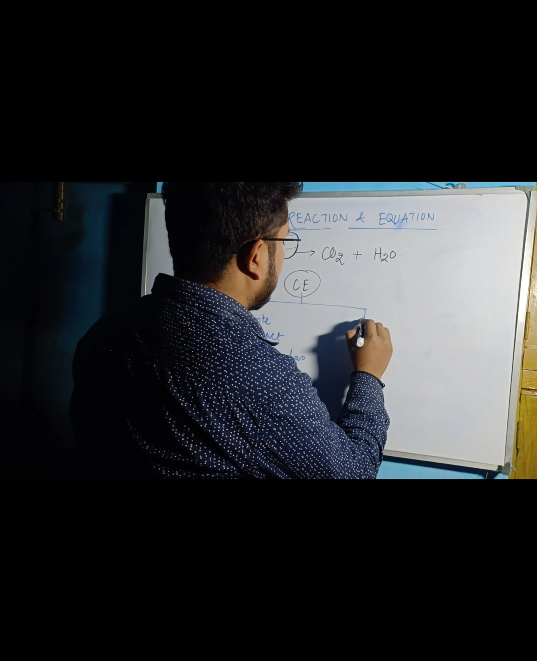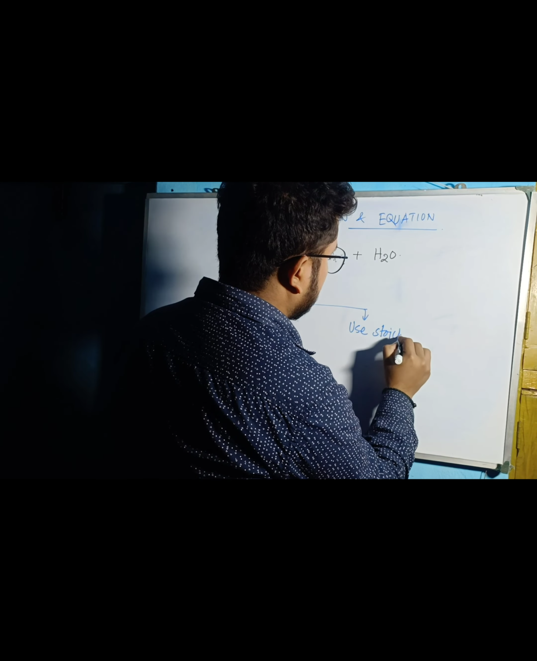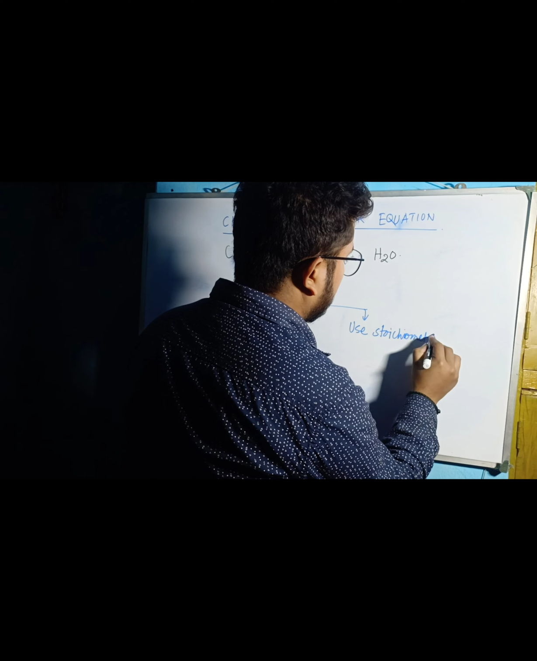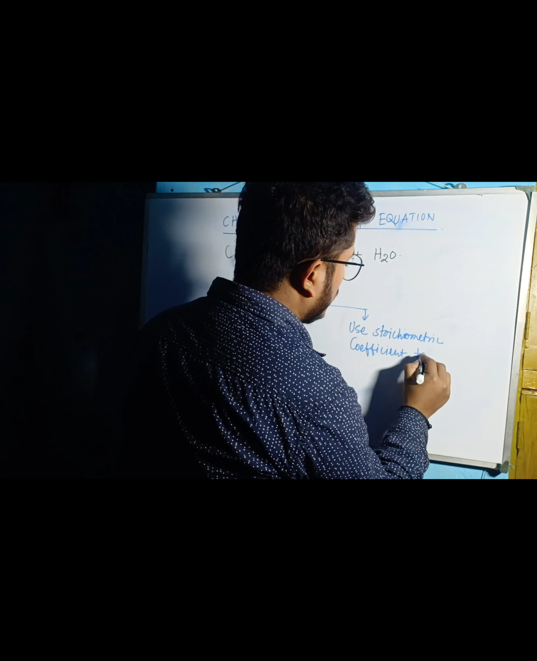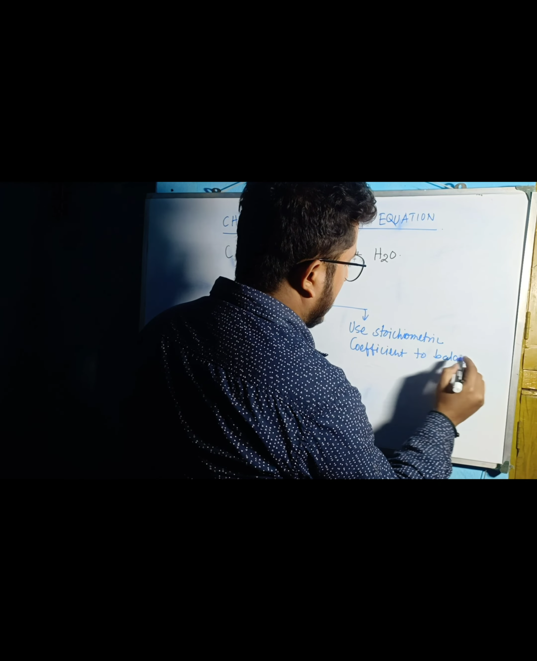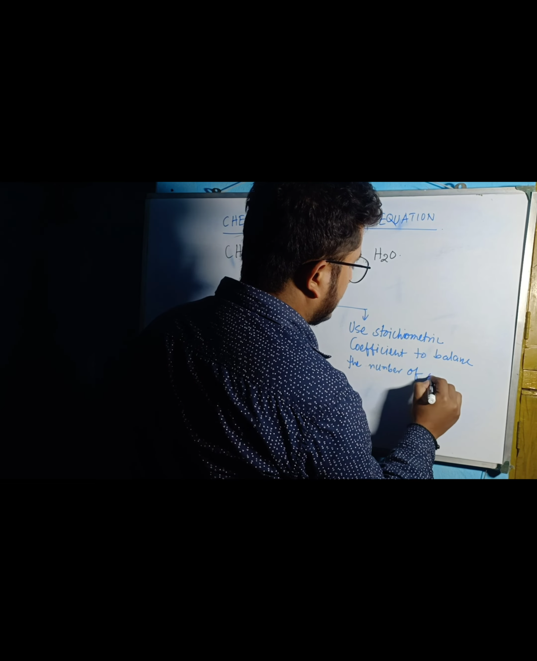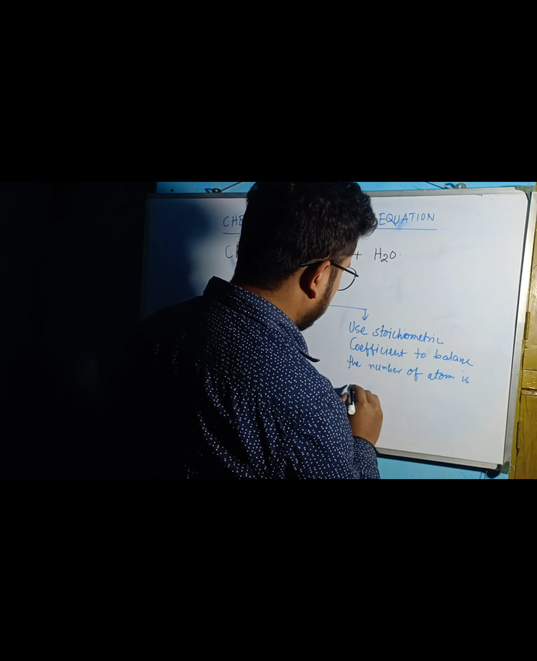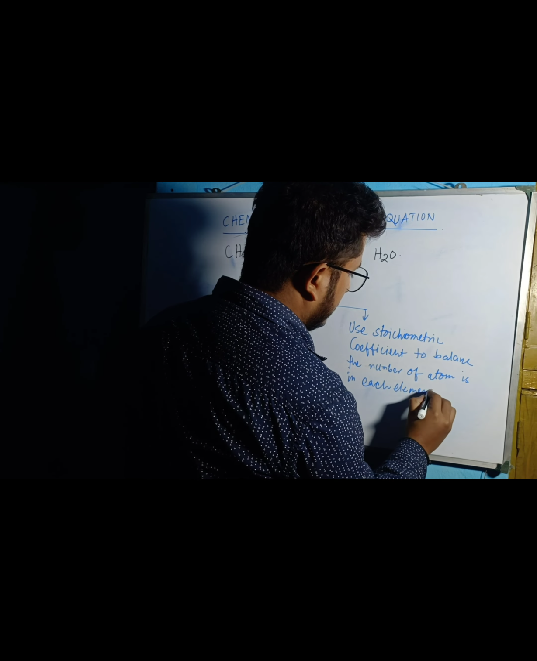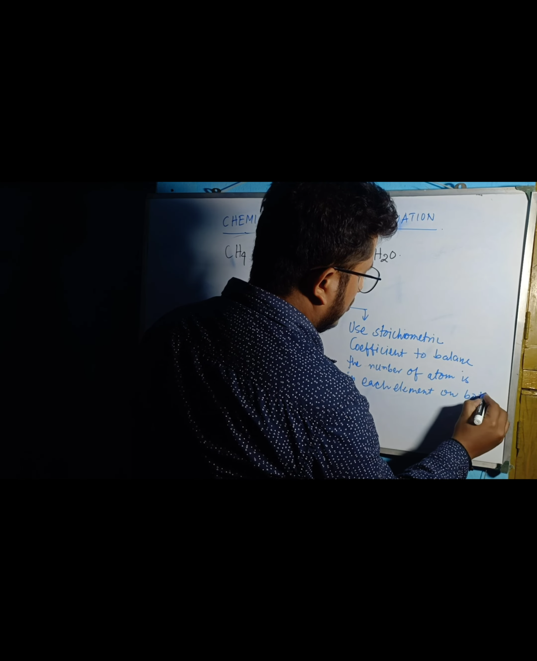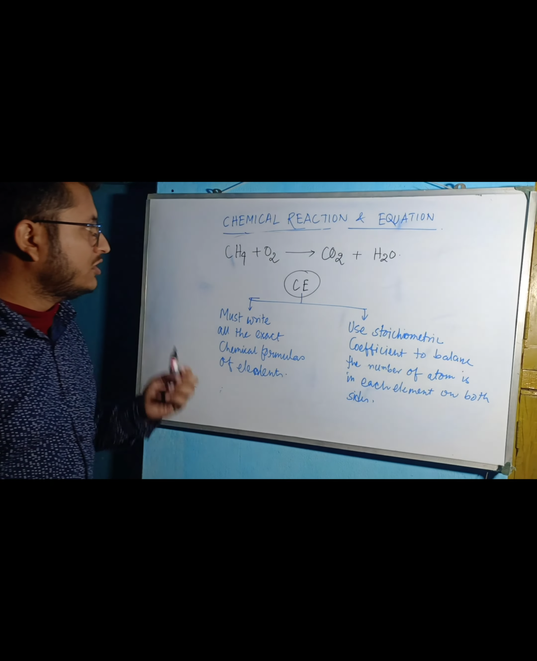And second, use stoichiometric coefficients to balance the number of atoms of each element on both sides. Both sides means left hand side and right hand side.